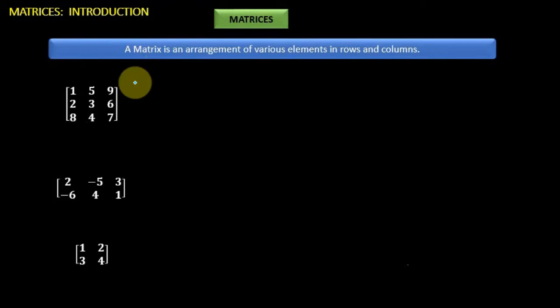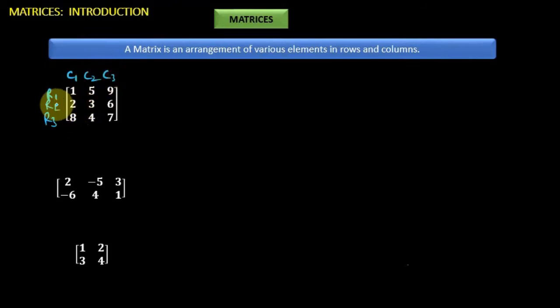A matrix is simply an arrangement of various elements in rows and columns. That's it. See here, I have taken three examples to explain clearly what a matrix is. In the first example you can see I have arranged all these elements in rows and columns. This is my first row, row 1, row 2 and row 3. 3 rows, and how many columns are there? This is my first column, C1, C2 and C3.